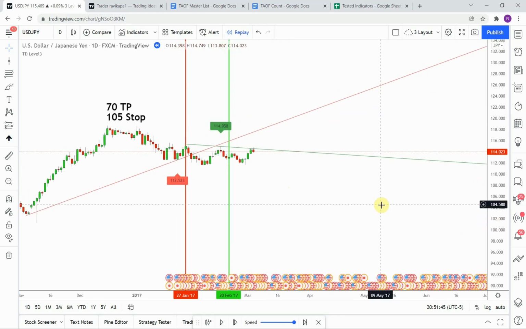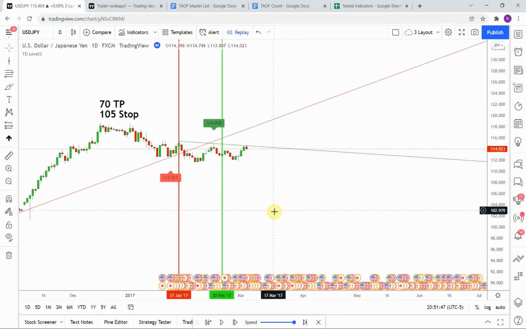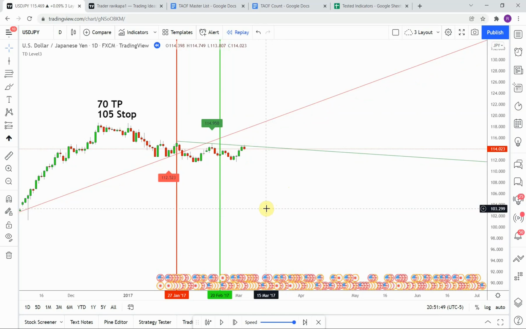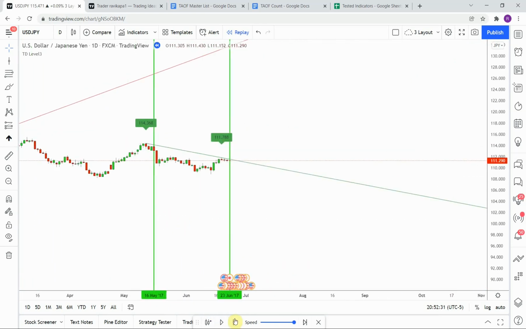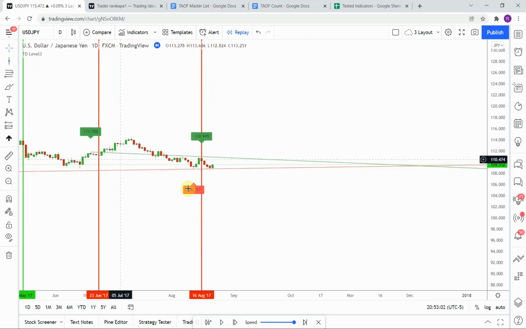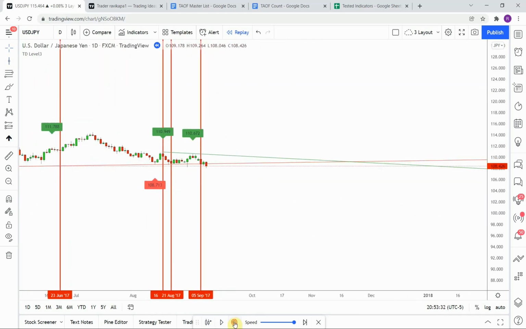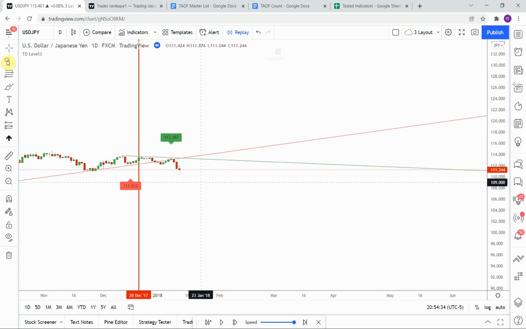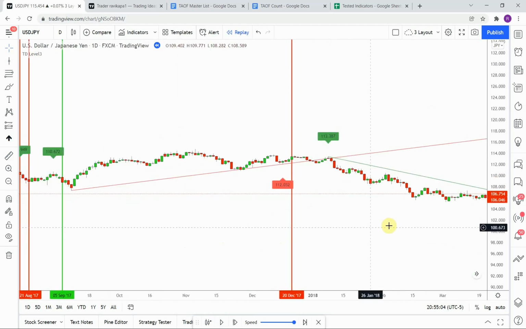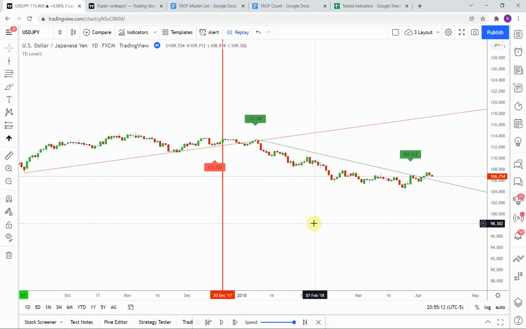So what I'm going to do here is go ahead and fast forward the testing. That way things don't get too long, and we'll pick this up at the end of the year. All right, so that puts us at the end of the year right there.